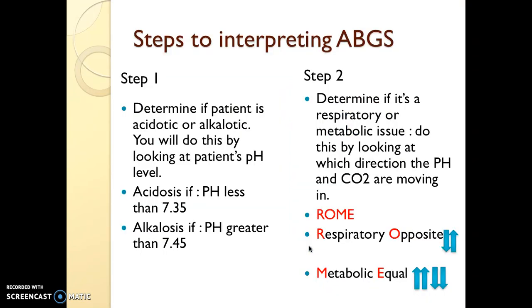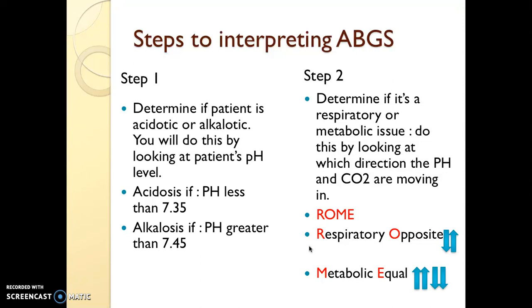So there's only 2 steps to interpreting ABGs. Your first step is to determine if the patient is acidotic or alkalotic. If the patient is acidotic, their pH will be less than 7.35. If they're alkalotic, their pH will be greater than 7.45. Once you figure that out, you go to the next step, which is to figure out if this acidosis or alkalosis is due to a respiratory or a metabolic issue. You can determine this by looking at the direction in which the pH and the CO2 are moving.